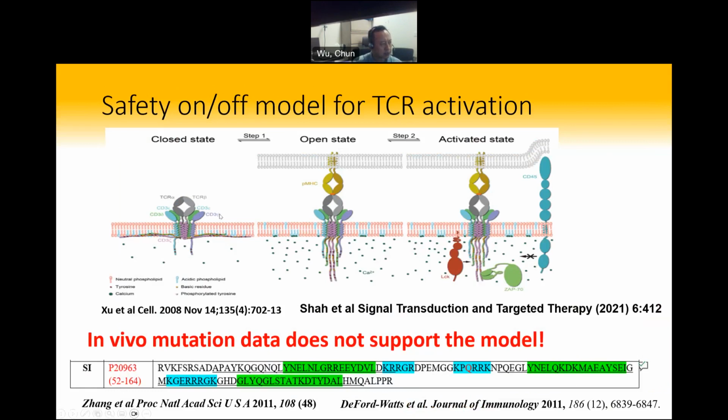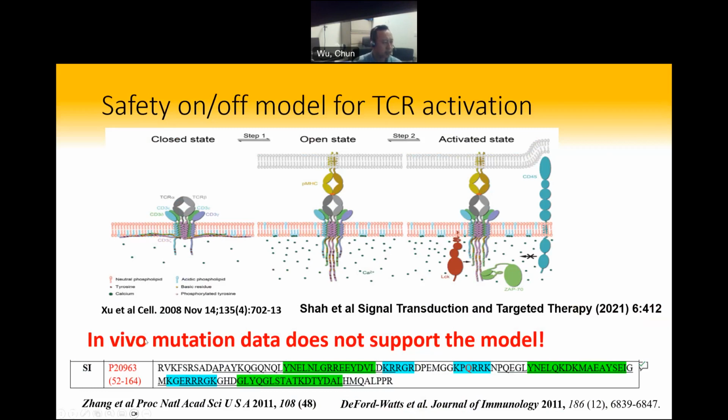The CD3 zeta, which is the signal domain, will bind to the membrane through a salt bridge between the basic residues in the protein and the acidic phospholipids. Upon binding with the antigen, it induces a conformational change and leaves the membrane to be exposed to solvent. Then the kinase comes in to do the phosphorylation. So this is a very sound kind of model.